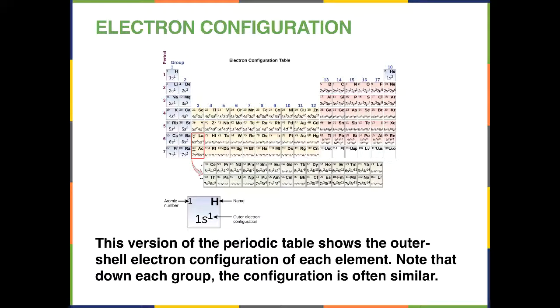If you go over here to group 17, the top one is fluorine. It's 2s2, 2p5. The next one, chlorine, is 3s2, 3p5. Bromine is 4s2, 3d10, 4p5. Notice if you drop the 3d10, it's exactly the same as the one above, except for the number, and so forth. And this is one of the reasons why elements in the same group tend to have similar chemical properties.